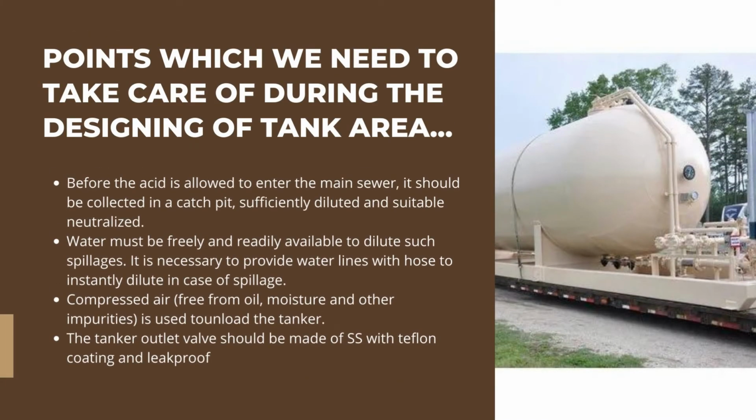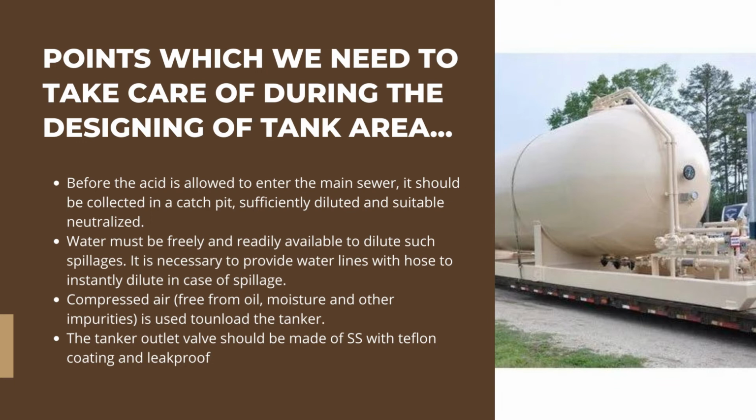Then before the acid is allowed to enter the main sewer, it should be collected in a catch pit, and in the catch pit it should be sufficiently diluted and neutralized before sending it to the sewer, so that it does not cause any danger to the environment. If it is allowed to enter the drainage without any treatment, it might cause severe damage to the environment. One of the main points is that water must be freely and readily available to dilute such spillages.